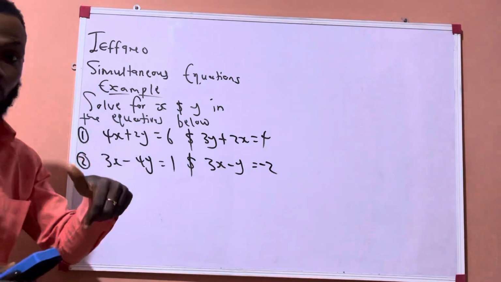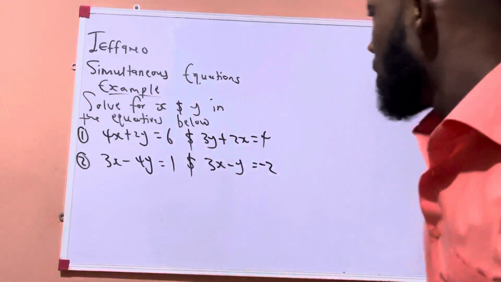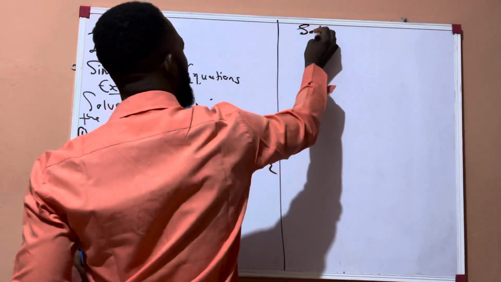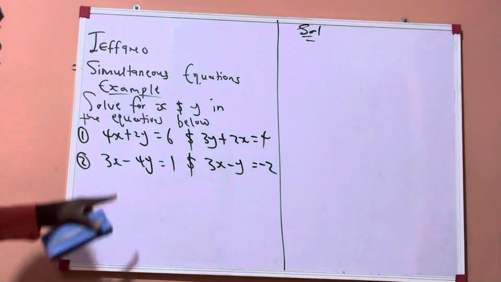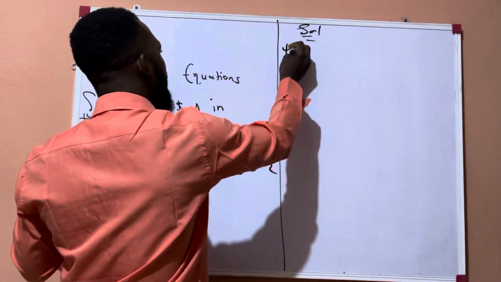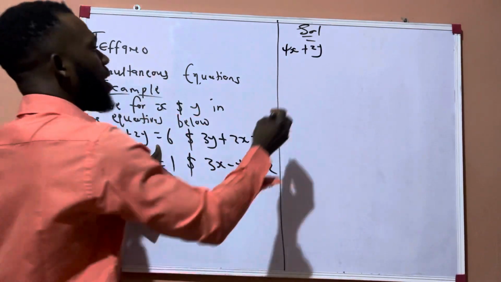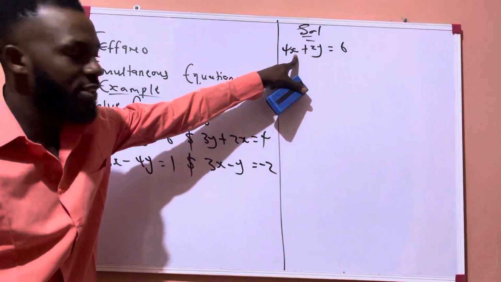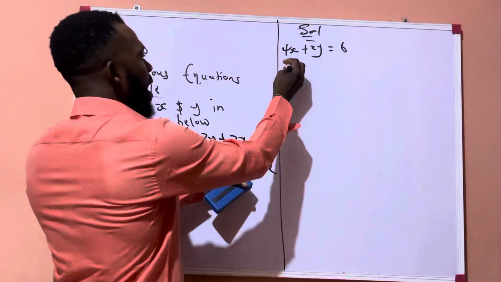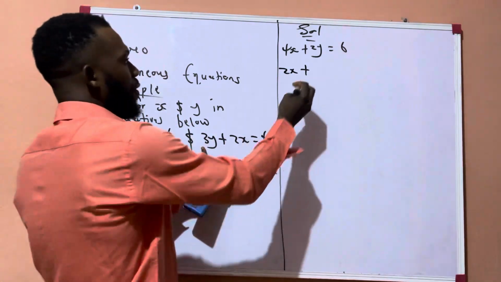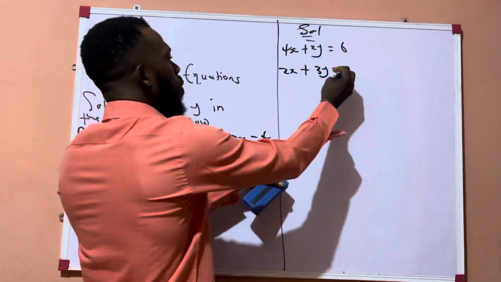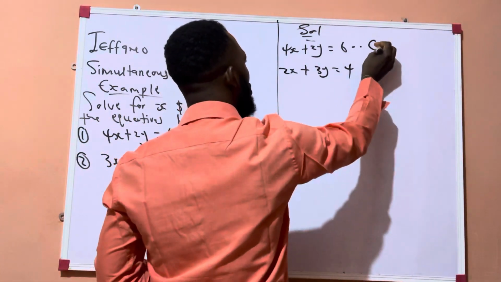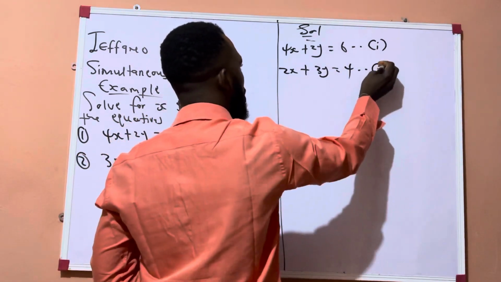Using the eliminating method, how do you solve for the values? Now we're going to start like this. I want you to listen very attentively. Question number one says 4x plus 2y is equal to 6, and 3y plus 2x. Naturally, what started here? X. So I'm going to bring my x first, which is 2x plus 3y is equal to 4. Now, without wasting time, this is the first equation, equation 1, and this is the second equation, equation 2.